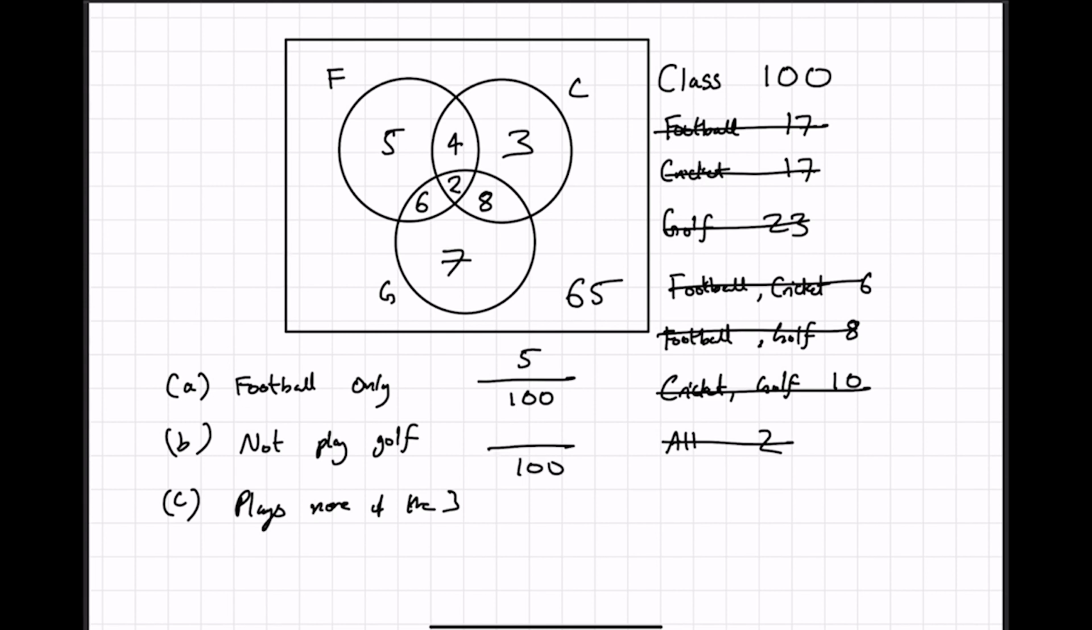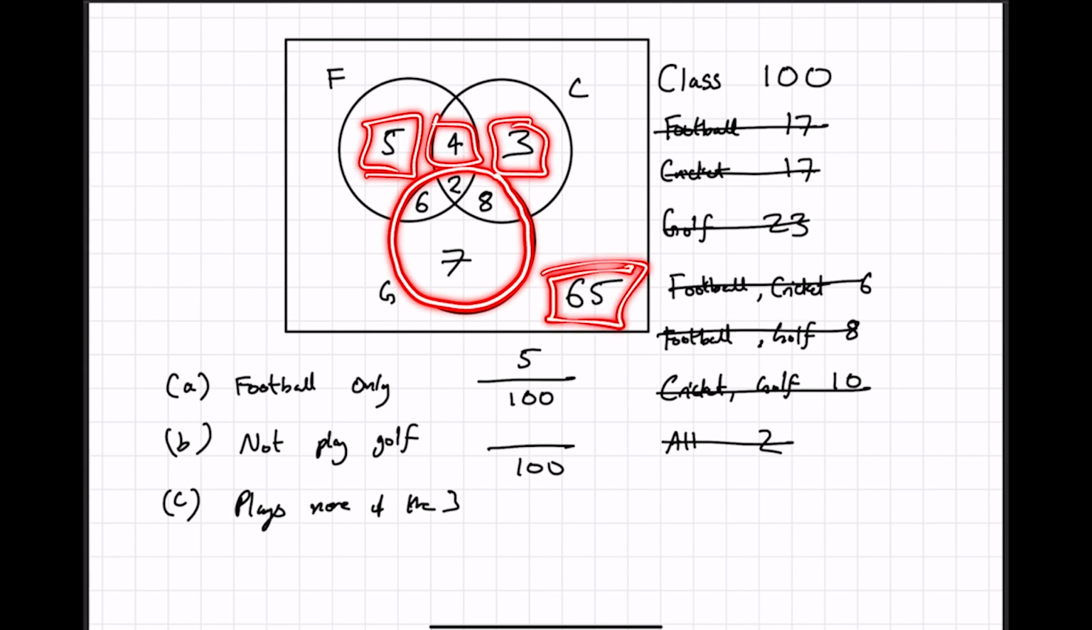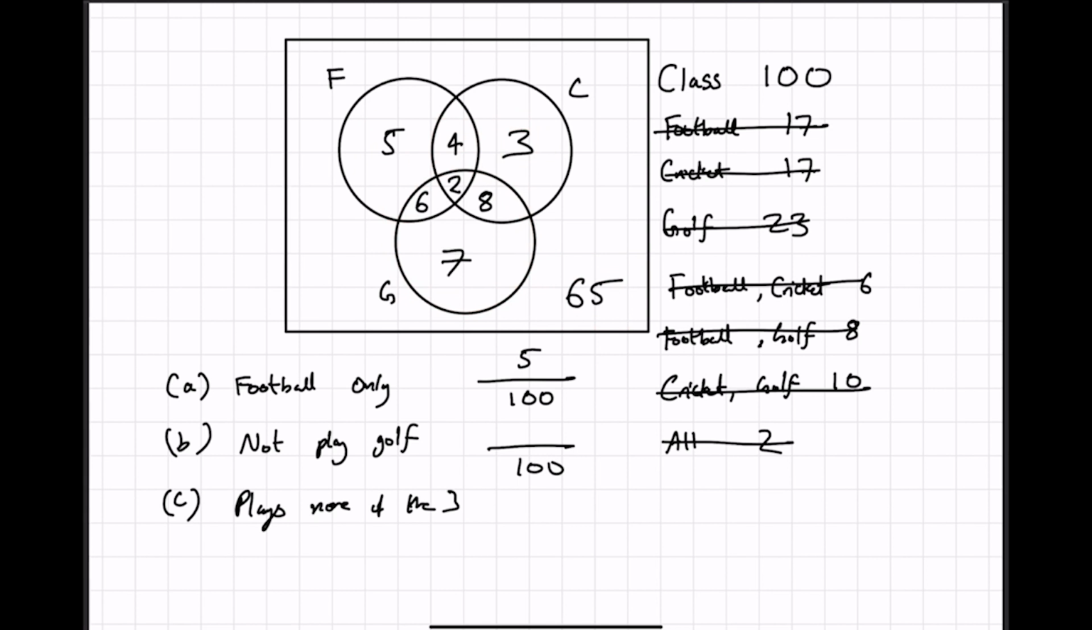Well, anyone inside this circle plays golf, and anyone outside this circle does not play golf. That means the ones in the squares are not playing golf because they're outside of this circle over here. So 5 plus 4 is 9, plus 3 is 12, plus 65 is 77. So 77 out of 100 people do not play golf. And how many people play none of the three? Well, that's everyone who's outside the circle, which would be this one here, and that would be 65 over 100.